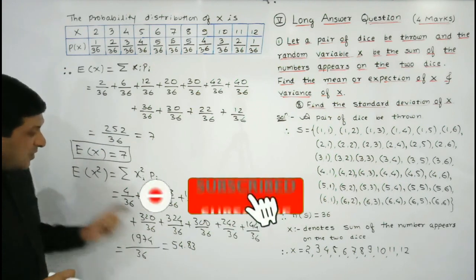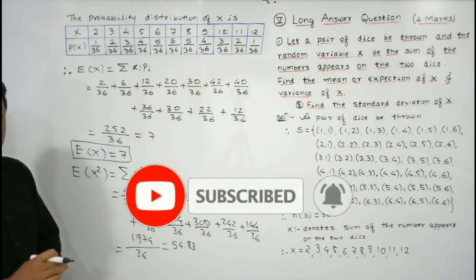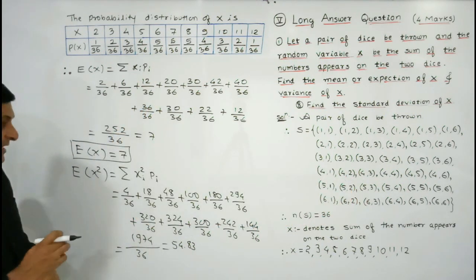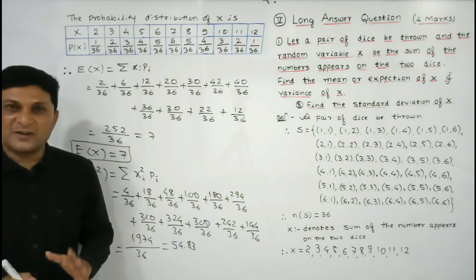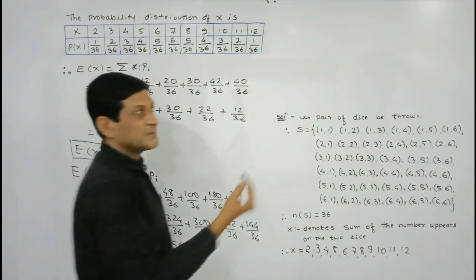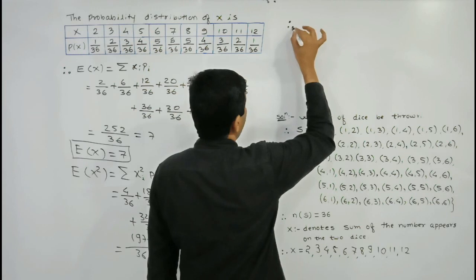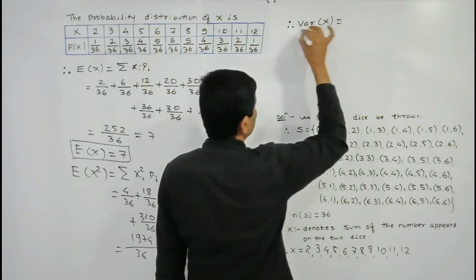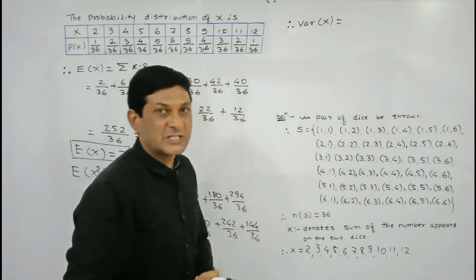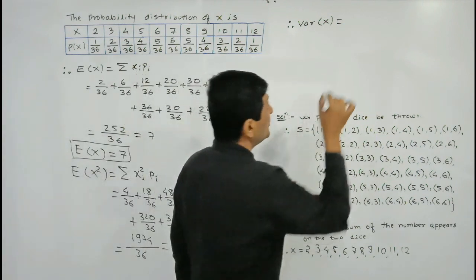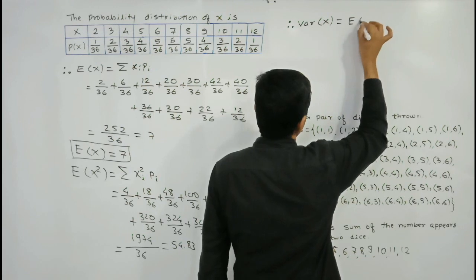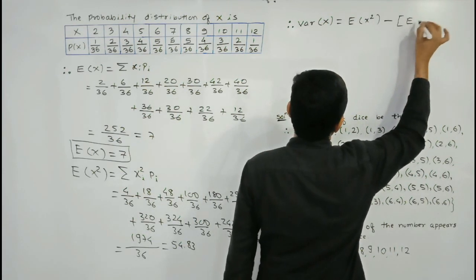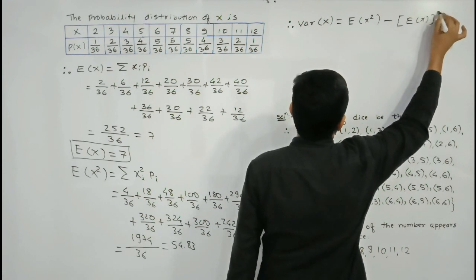Once the value of E of x square is known to us, then the remaining part is to find out what? Variance of x. So let us now try to find out variance of x. Therefore the variance of random variable x is denoted by this notation, Var(x), meaning variance of this random variable. And what is the formula to find out variance of a random variable? E of x square minus square of E of x.